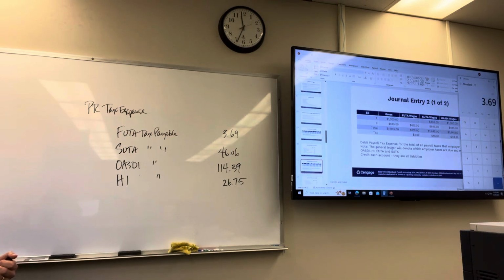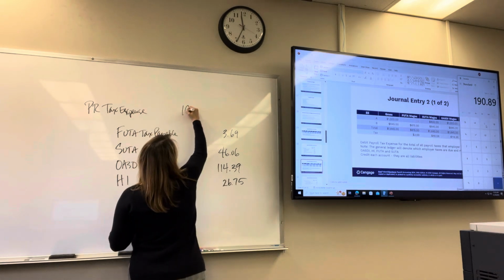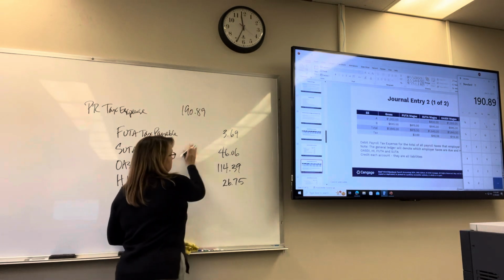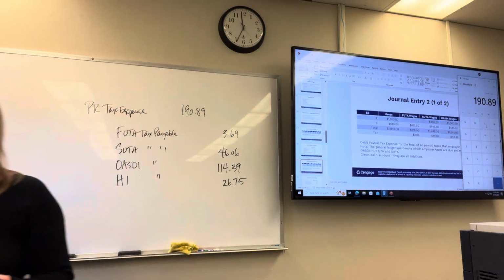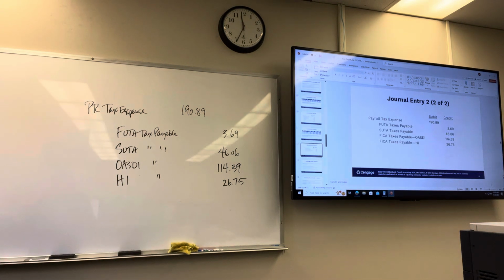So, 190.89. Again, debits equaling our credits. Here. Second journal entry. So again, both of these entries occur when the employee is paid.